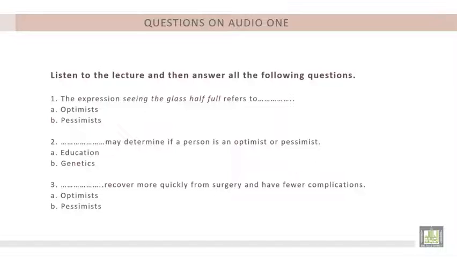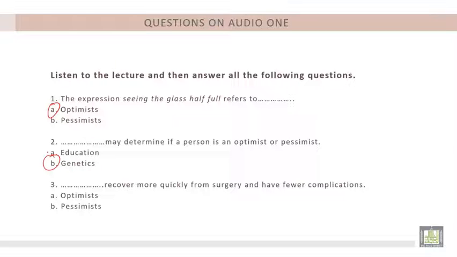Question number 1. The expression seeing the glass half full refers to A. Optimists or pessimists? Actually, this expression refers to A. Optimists. 2. Blank may determine if a person is an optimist or pessimist. Is it education or genetics? According to the lecturer, genetics may determine if a person is an optimist or pessimist. So the correct answer is B.